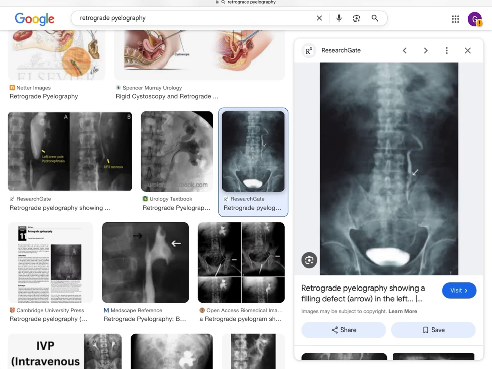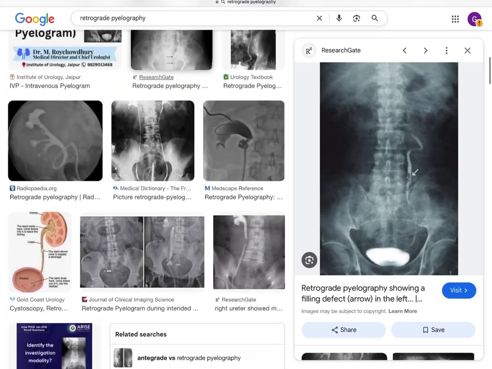What dye will you use? Sodium diatrizoate, right? So this is about it.